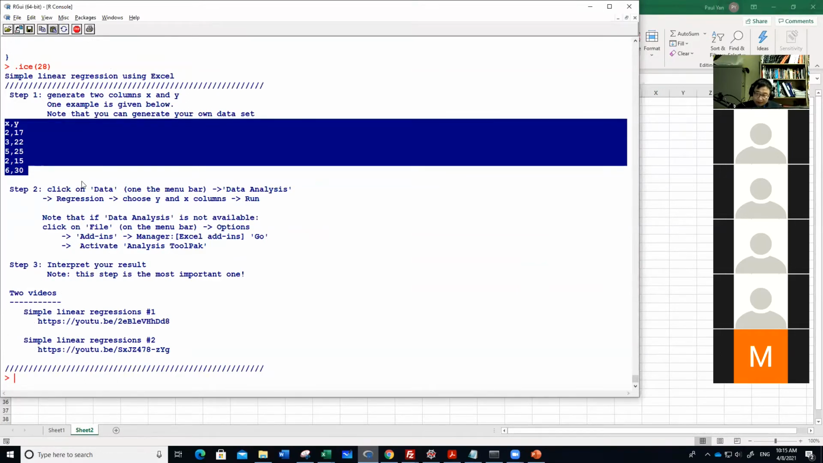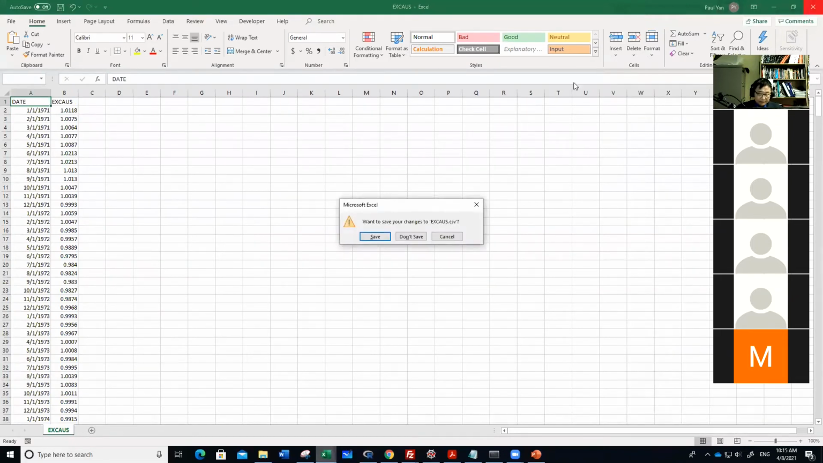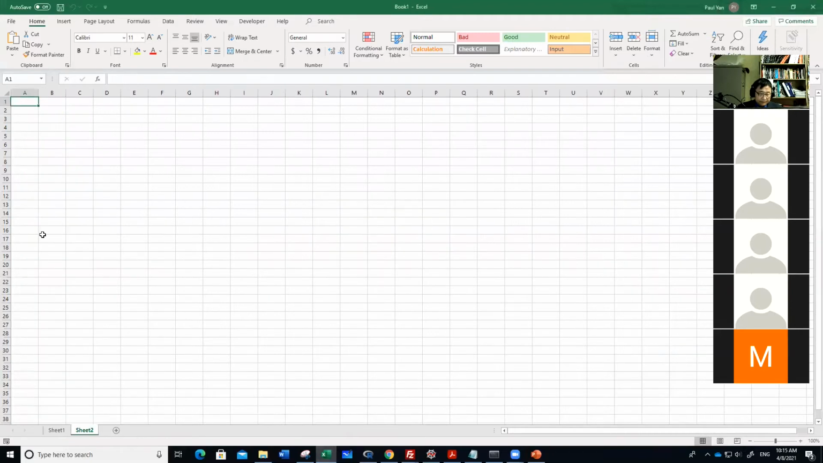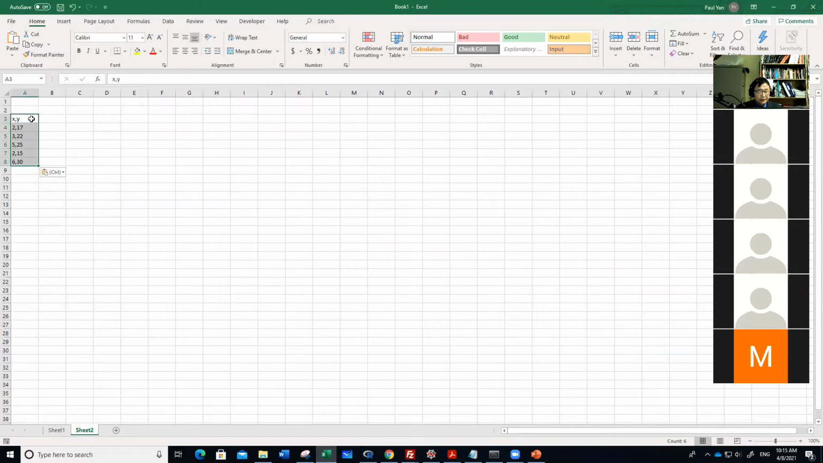So we have two columns, an X column and a Y column. I go to Excel, and I'm simply going to paste. We have X and Y, but because this is all inside one column, we should have two columns.